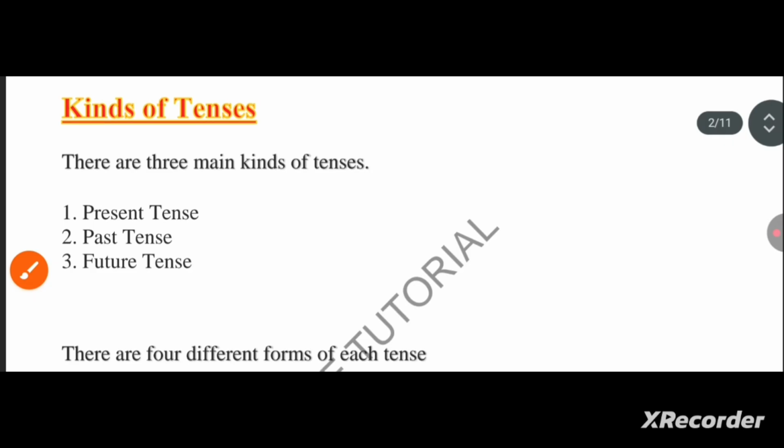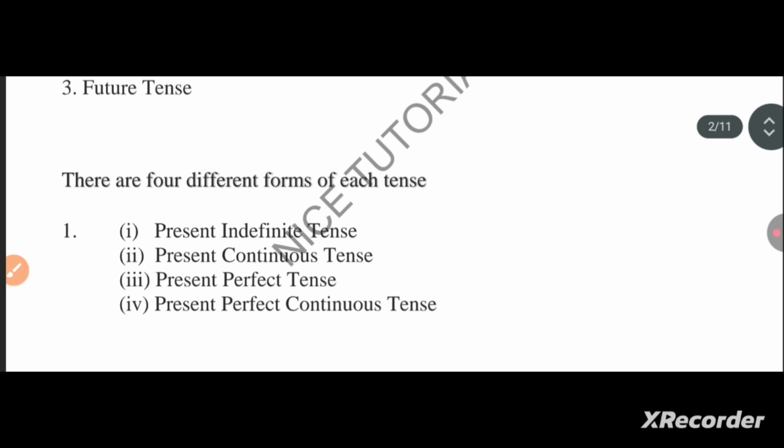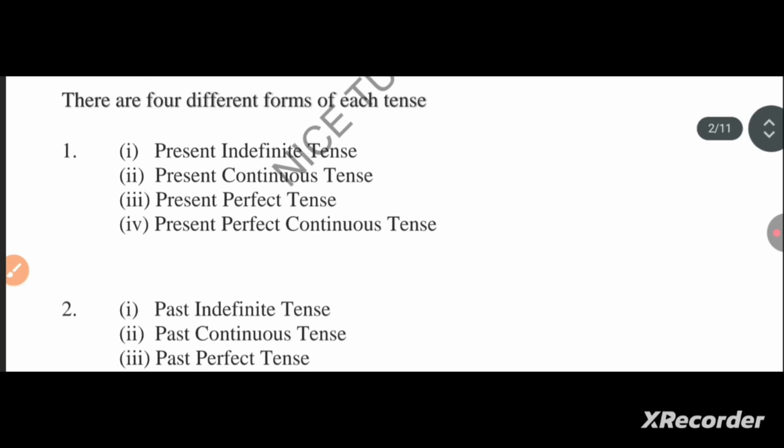Now, at first, we should also know about the kinds of tenses. There are three main kinds of tenses: present, past, and future. Again, there are four different forms of each tense. For example, in the present tense, these different forms are present indefinite tense, present continuous tense, present perfect tense, present perfect continuous tense.